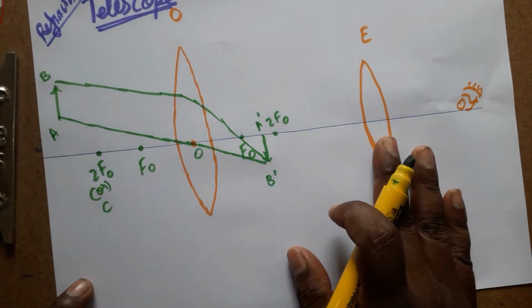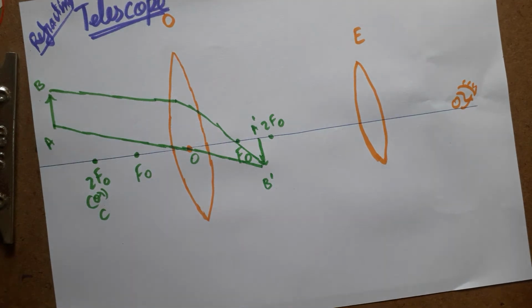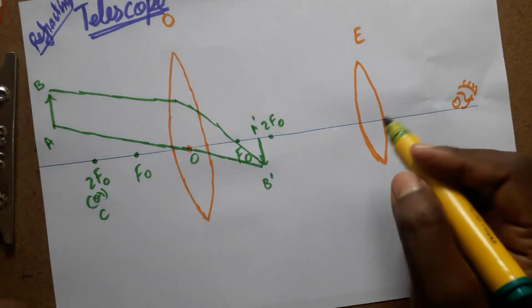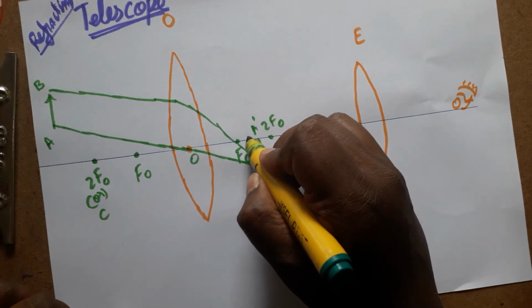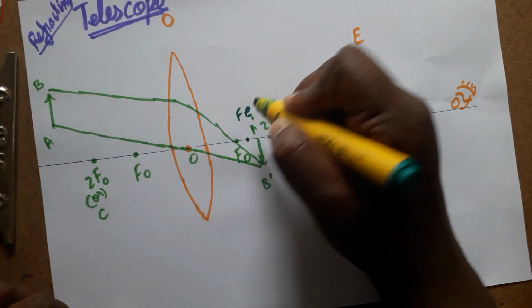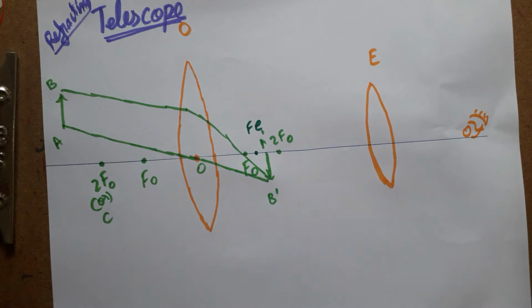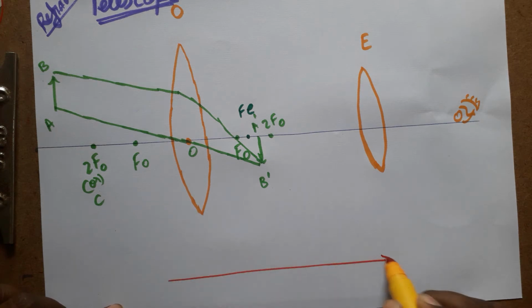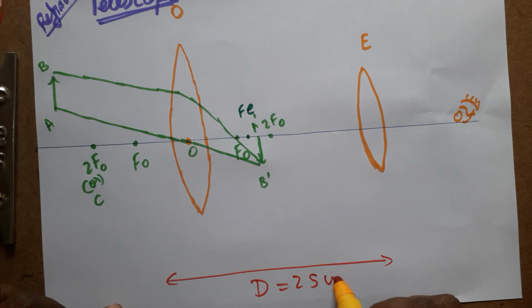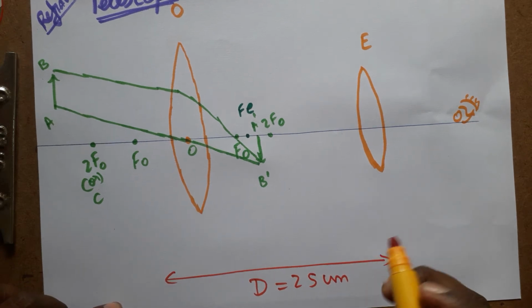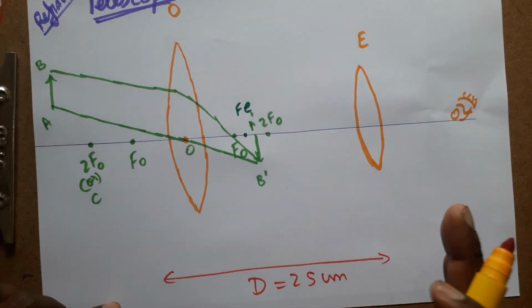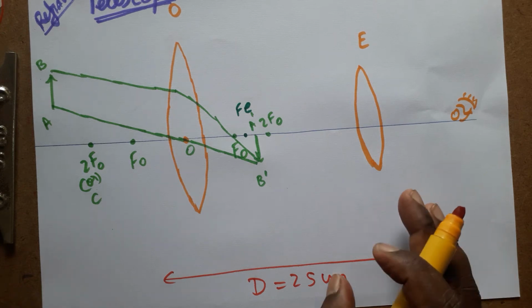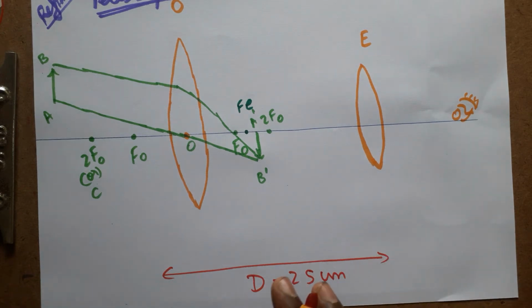Now the eye lens. The focal length of the eye lens is called FE, which I have taken here. The final image is formed at least distance. The final image is going to form at capital D, the least distance, which is 25 centimeter, which we call the normal eye. If the final image is formed at infinity, we take it as a relaxed eye. If the final image is formed at least distance, we take it as a normal eye.